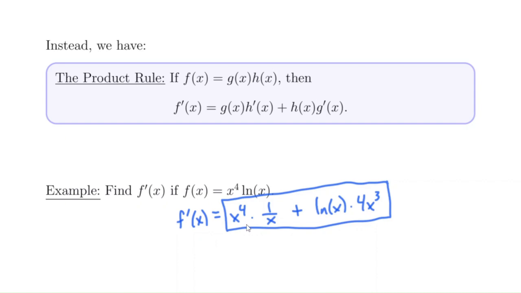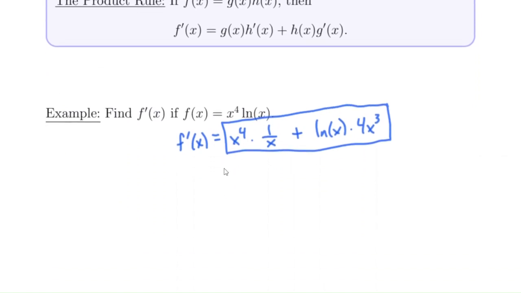But often a book, if you're looking it up in a book or in My Math Lab, will simplify the answers. So we could simplify this answer by rewriting x to the fourth times 1 over x as just x to the third power, and then plus ln of x times 4x cubed. So this is a simplified version of the answer.